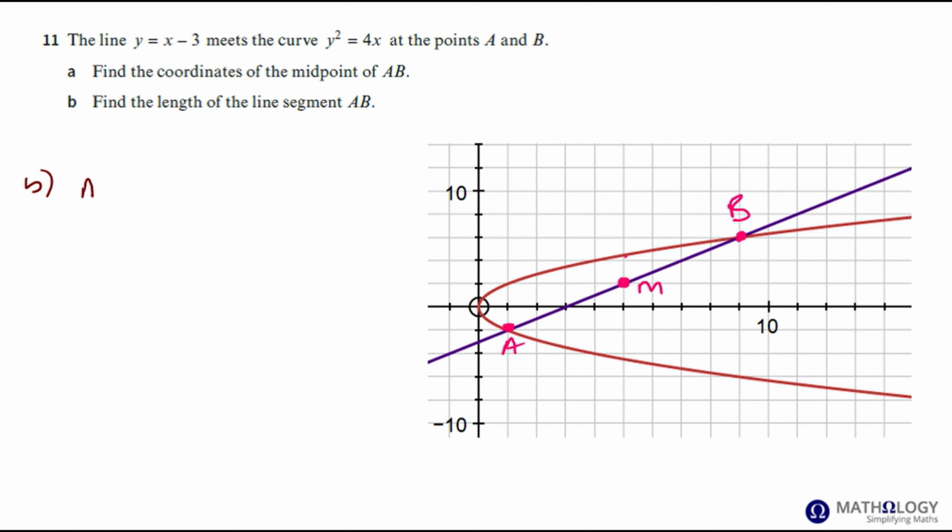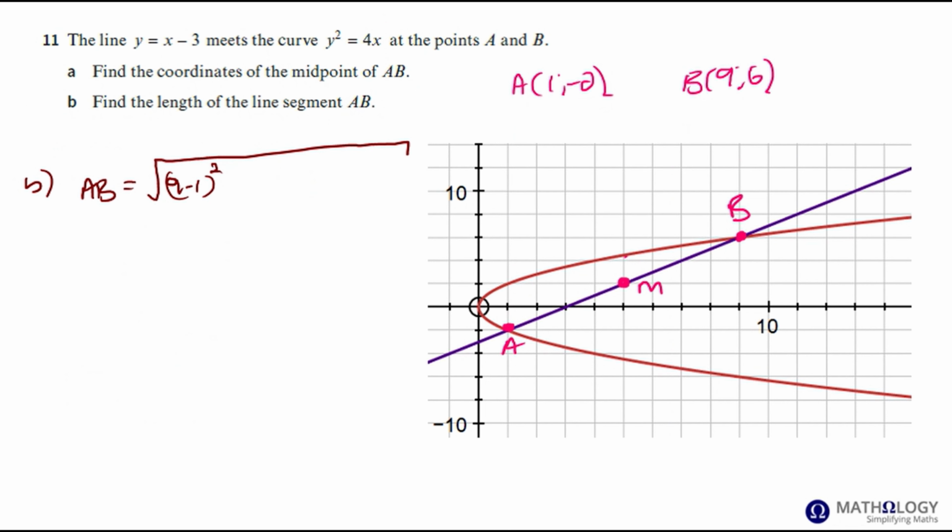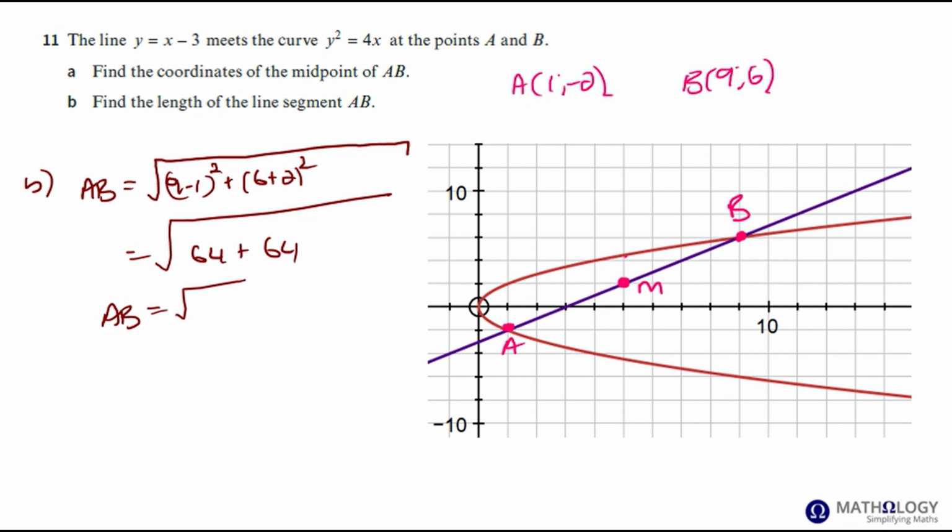Then the length of AB is a straightforward application of the distance formula. So the square root of 9 minus 1 all squared plus 6 minus minus 2, 6 plus 2, all squared. That's the square root of 9 minus 1 is 8, 8 squared is 64, plus 6 plus 2 is 8, 8 squared is 64. So AB equals the square root of 128. In simplest form, that equals 8 root 2.